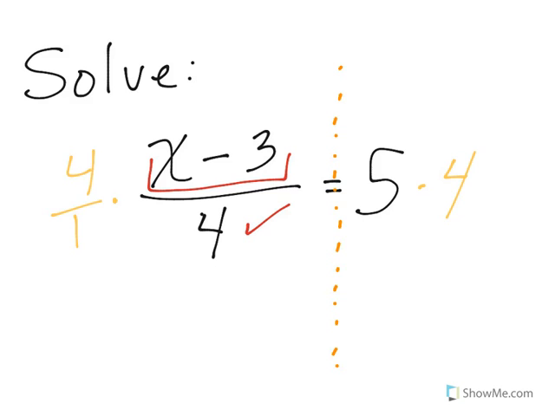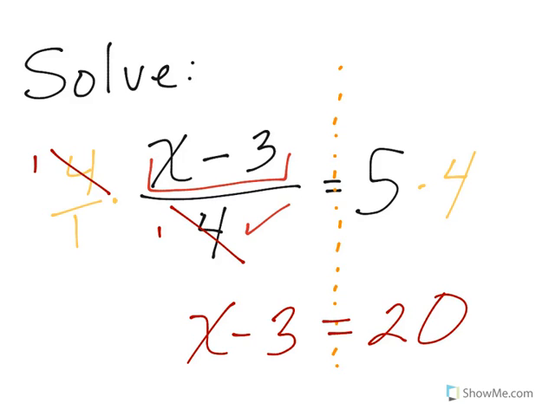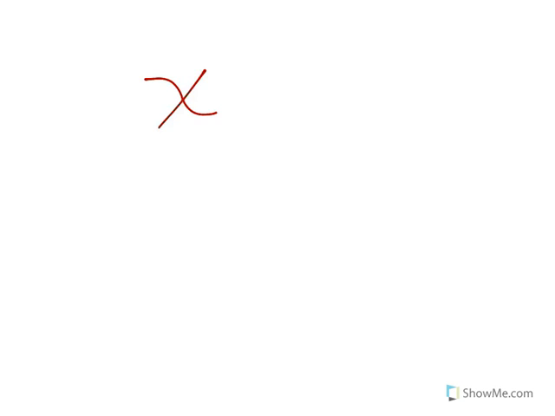The reason this works is because, think about multiplying fractions, these reduce down to 1s, and 1 times anything is whatever you're working with. So I end up with x minus 3 on the left-hand side, and 5 times 4 is 20 on the right. So I have x minus 3 equals 20.